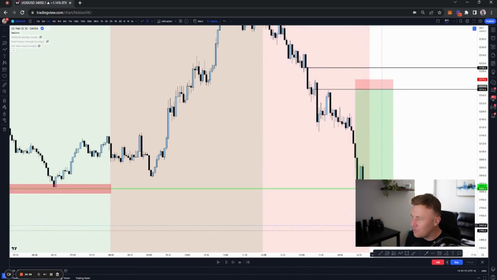offering some really nice risk to reward here. This was a beautiful trade, lower time frame aligned with the higher time frame, beautiful risk to reward, and one of my best and favorite setups that I've taken so far in 2023.